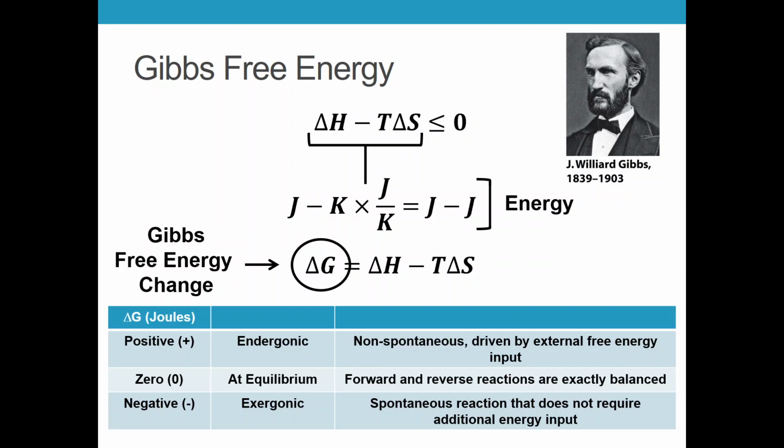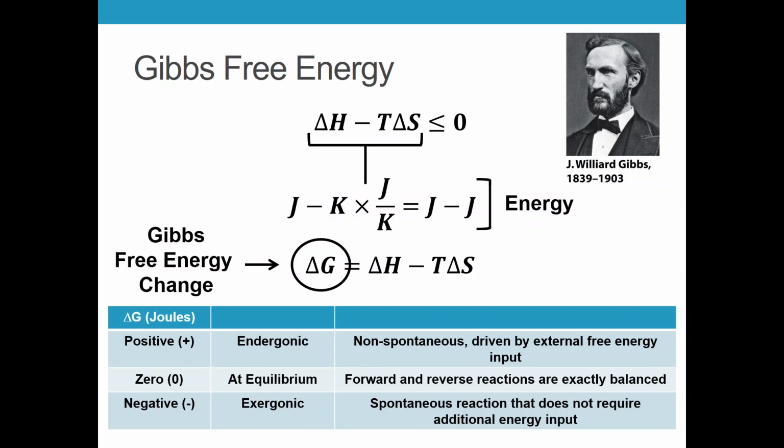If I have a delta G that's equal to 0, remember the delta represents the difference in free energy values at the start and the finish of the process. If I have a delta G of 0, that means that my free energy is the same before and after. So that tells me I'm at equilibrium. There, my forward and reverse reactions are exactly balanced. There's no significant change in how much product I have relative to reactant. It's at equilibrium.